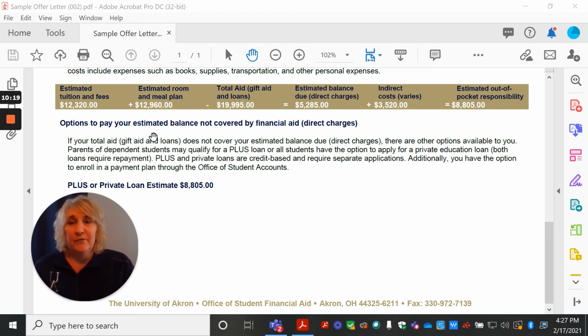You will see on the award offer at the bottom, there is an estimate for how much the parent could apply for and receive on the PLUS loan. And then also it talks about a private loan estimate. A private loan is a loan through a bank or another lender. And that is a loan that the student will apply for. They are credit-based loans, so the student will probably need a cosigner. And then the student will be responsible for repaying that. So for a family that's trying to keep any loan debt in the student's name, a private loan might be a good idea. But again, it will require a cosigner for most students.